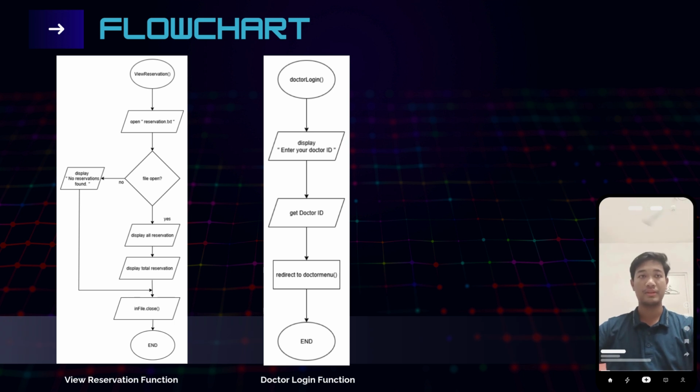Next is the view reservation function. It will open the file, which is reservation.txt, and if the file is open, it will display all the reservations and the total reservations, and the file is closed and it will end. But if the file is not open, it will display no reservations found, and the file is closed and it ends. And then for the doctor login function, first it will display enter your doctor ID, and you must input the doctor ID, and it will redirect to the doctor menu and end.